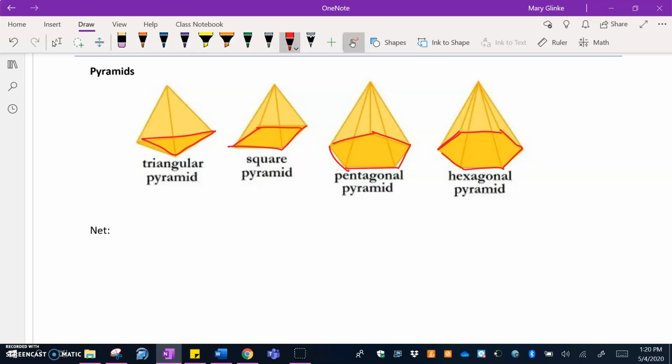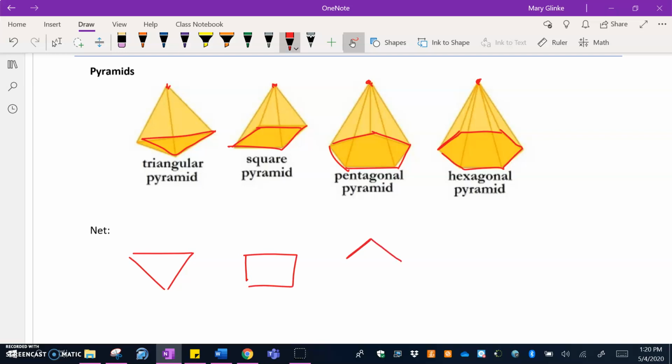But all of the other faces are all going to meet at one point. That point is called the apex. That can kind of help you identify the base. It's opposite the apex. For each of these, what we're going to do is start by drawing the base.